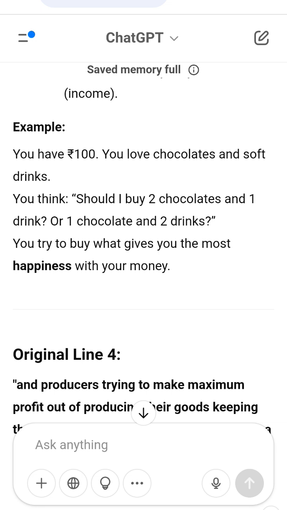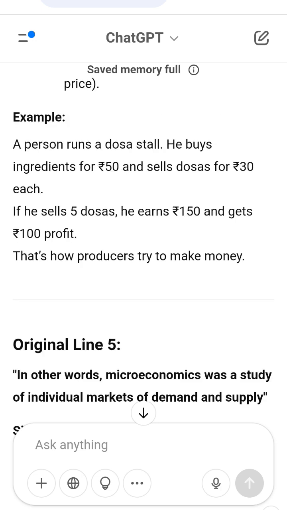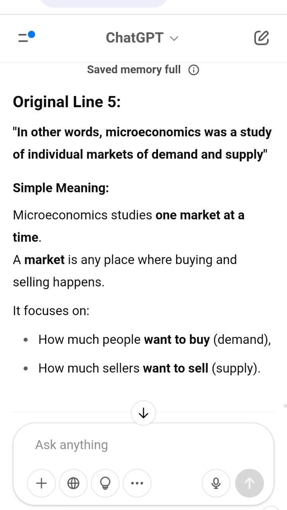It focuses on demand and supply in one market at a time, like the rice market or mobile phone market. Even a big company is micro because it only cares about its own success, not the whole country.